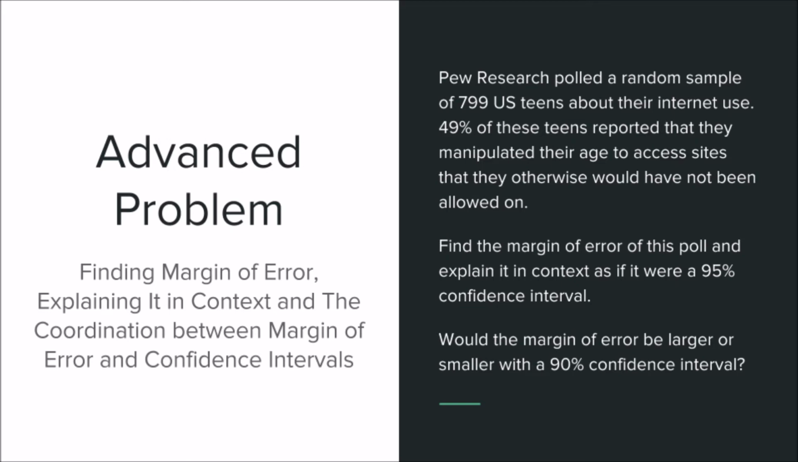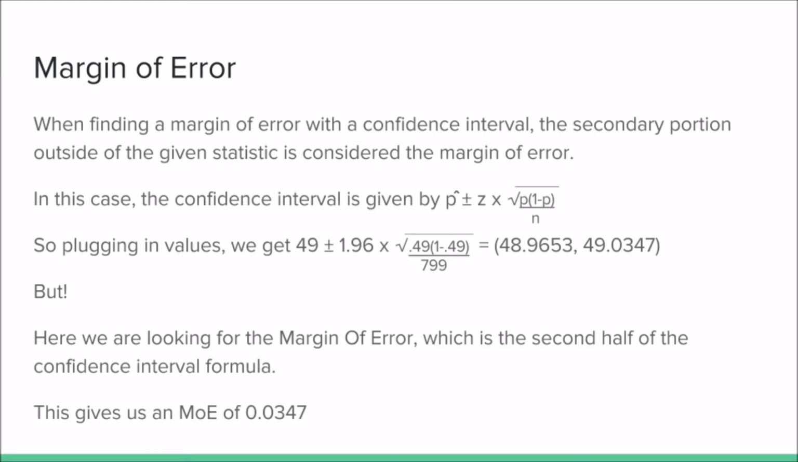We had to find the margin of error for a 95% confidence interval and explain it in context, as well as define if having less confidence in our interval, for example, the 90% used in this problem, results in having a larger or smaller margin of error.